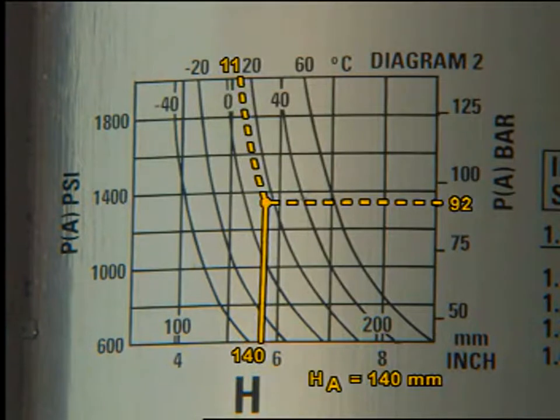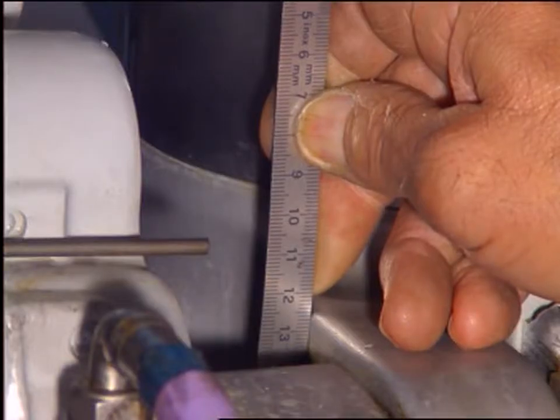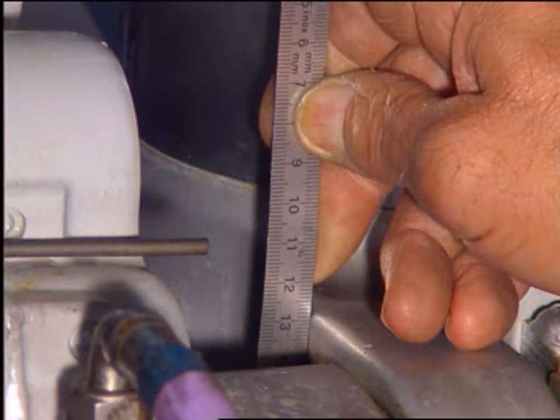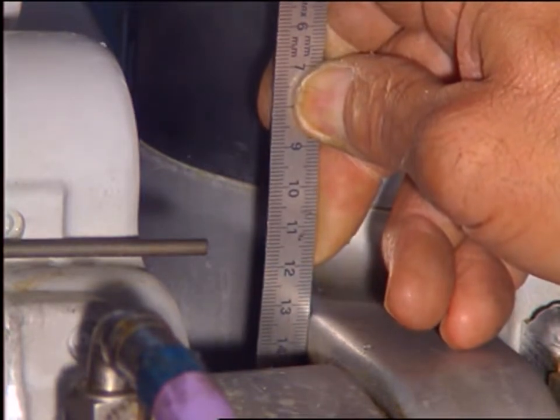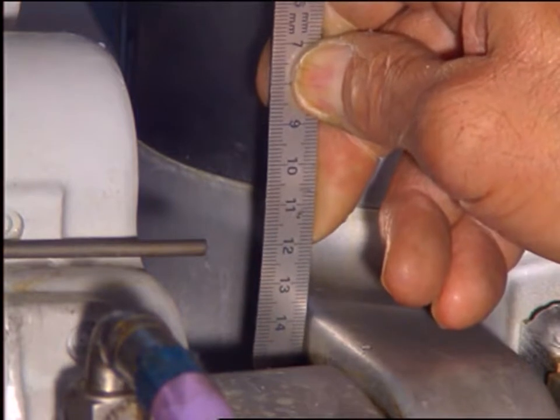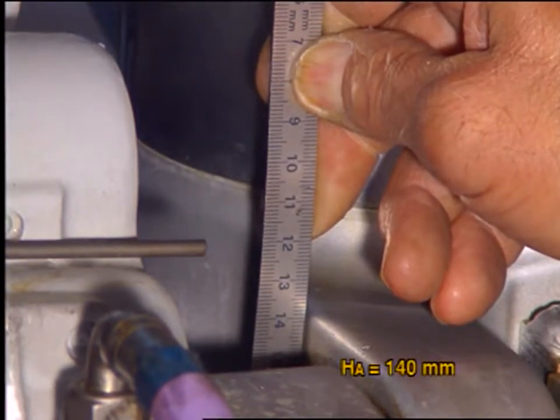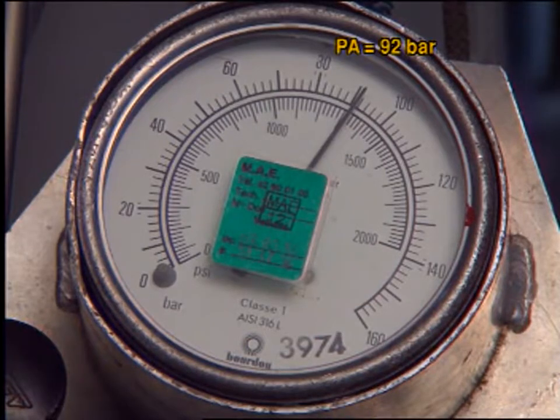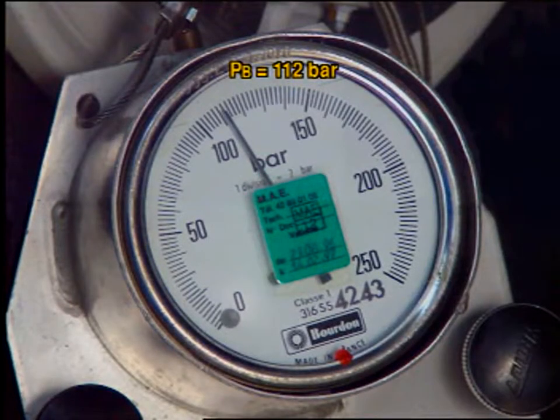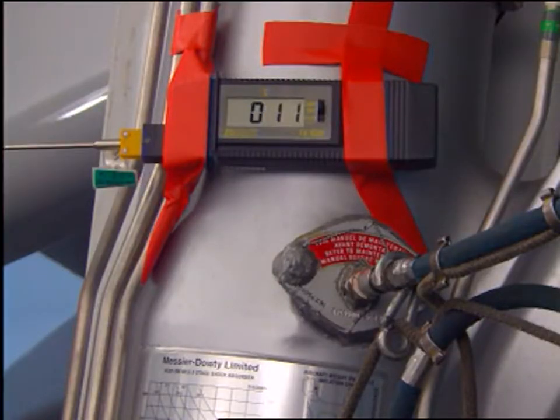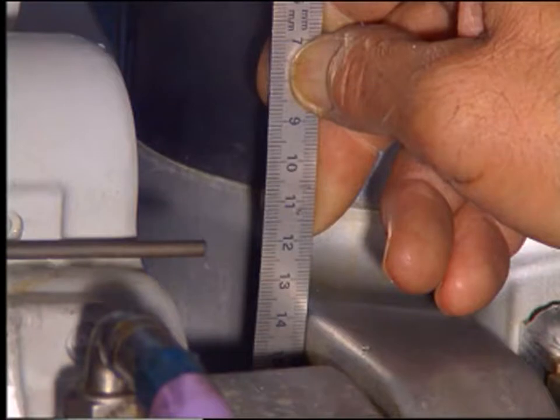Using diagram 2, find the dimension HA required for these conditions. Slowly open the control valve to add nitrogen to obtain the same dimension H as we found before. H equals HA plus or minus 1 millimeter. After 5 minutes, open the top and the bottom charging valves. Read and write down pressures, the temperature, the dimension H.